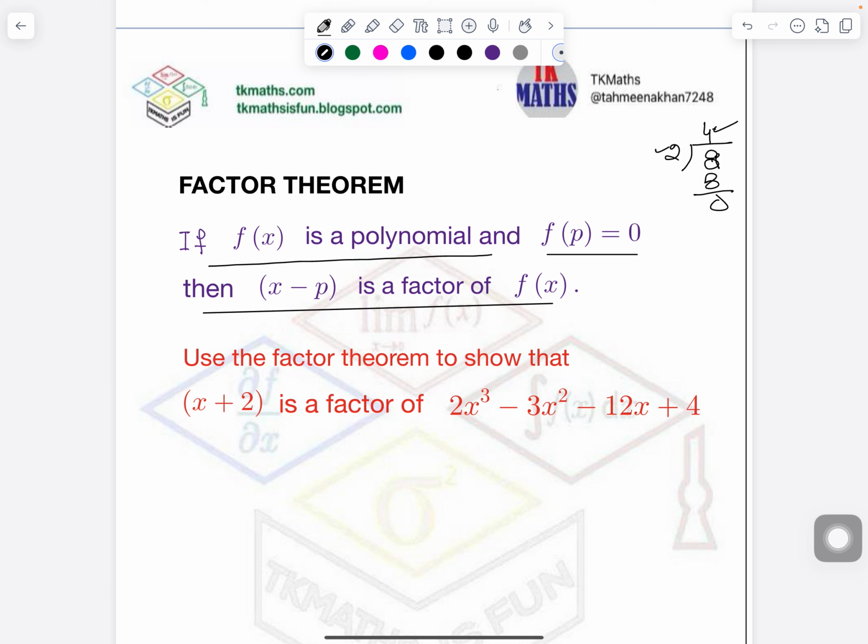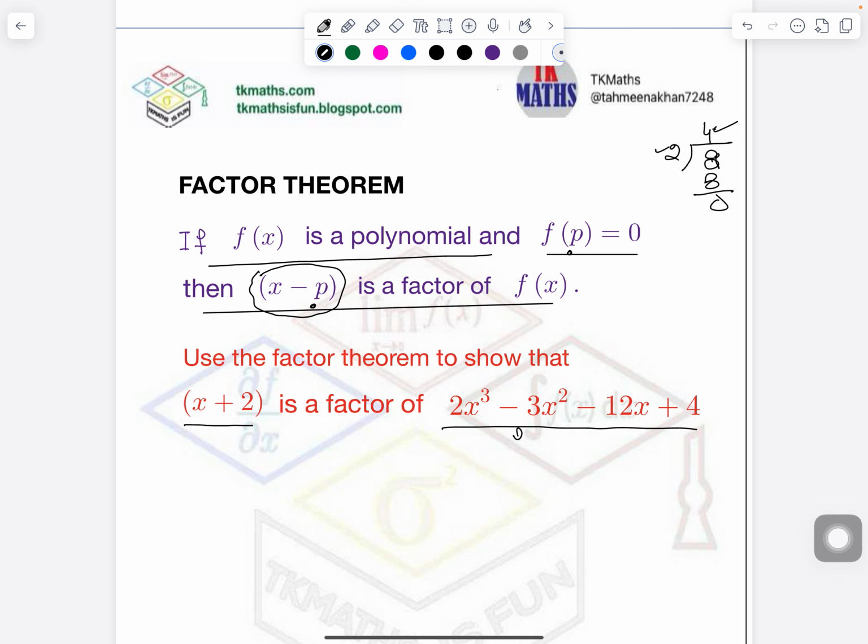So for example, using the factor theorem, you have to show that x plus 2 is a factor of this. Earlier, we have done it through long division. Now we want to show this using the factor theorem. So what the factor theorem says, if you focus here, this is your divisor. And from the divisor, the value of x you are plugging in the function.